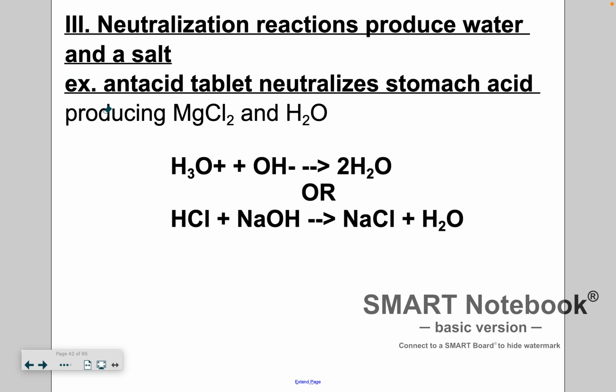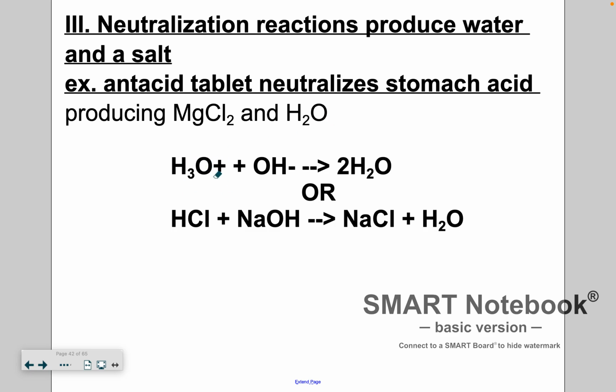So when your stomach is upset, which means that it has created an overproduction of acid, you can take an antacid tablet, and basically that is a base, and the base and the acid mix, and you produce a salt called magnesium chloride and water.